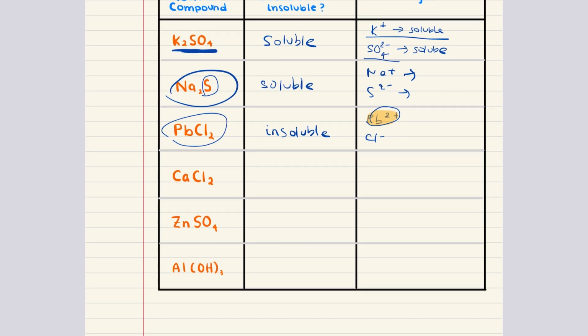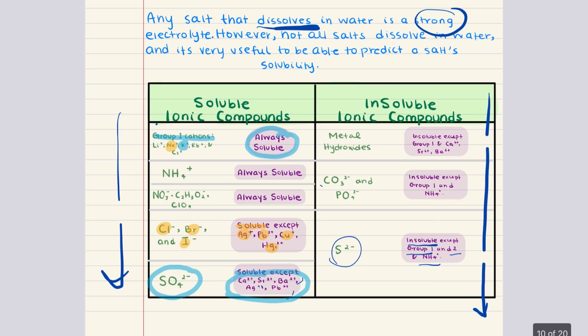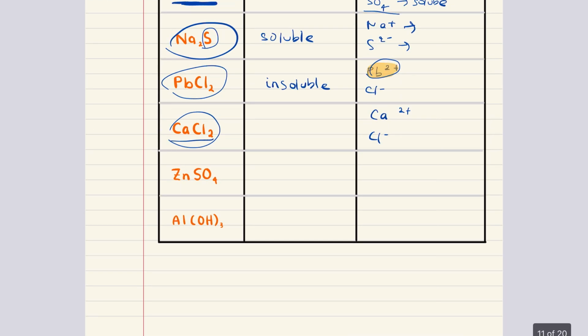Okay, this next example is calcium chloride. We have calcium and we have chloride. Let's look at our table for hints. Chloride again here is soluble, except if it's paired with silver, lead, copper, or mercury. In this example, calcium chloride, chloride is not paired with any of those. It's paired with calcium. And therefore, it sticks to its original rule. Compounds containing chloride are usually soluble. And so this ionic compound is soluble. Wonderful.